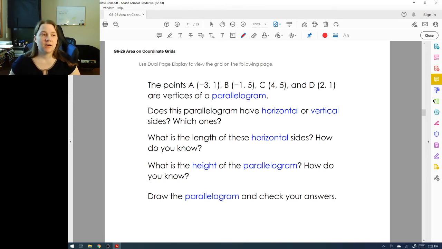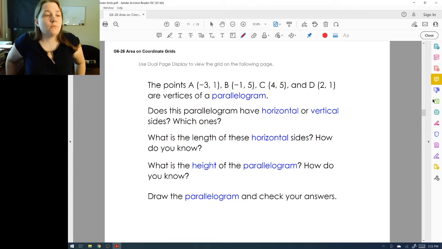Does this parallelogram have horizontal or vertical sides? Do you see any sides that share the same run or the same jump? See if you can figure out which ones they'll be. What is the length of the horizontal sides? Try to figure out what that length might be. How would you know that? What is the height of the parallelogram? The height of the parallelogram is the distance between those 2 sides. So make sure that you're not just finding anything, make sure that you're looking at the 2 vertical sides.